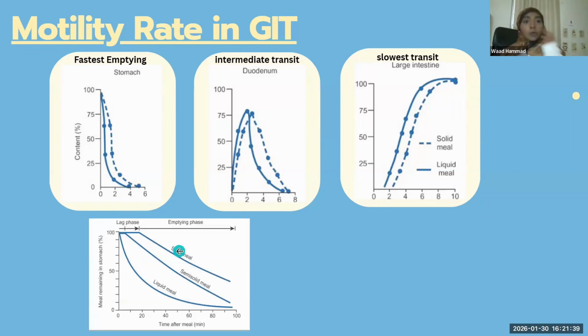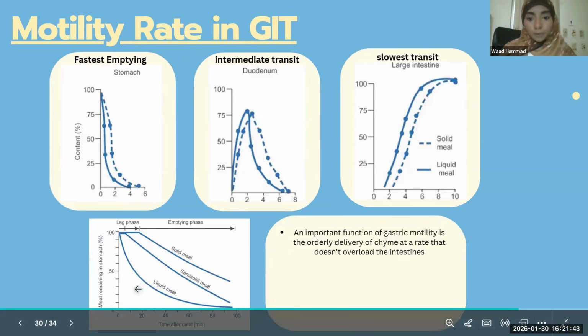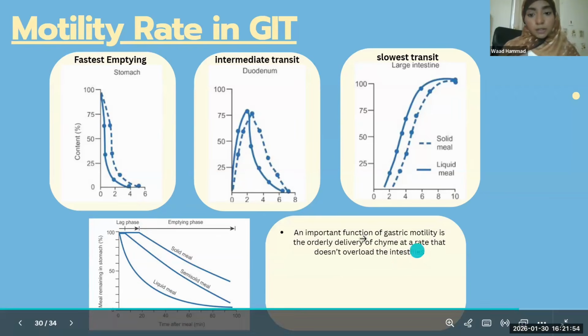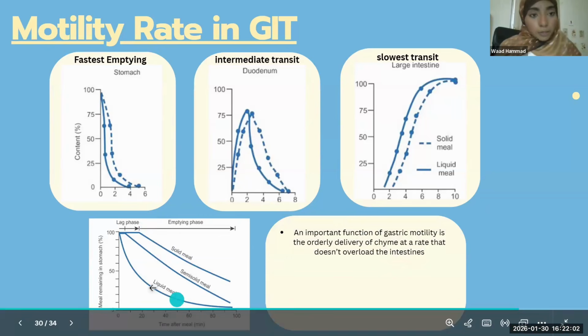And this is again what I talked about, the solid and liquid phases of the stomach. It's important that our stomach doesn't give so much solid meals to our duodenum so that it doesn't overload the intestines, okay? So our stomach controls its motility so that it can control how much of the food goes into our duodenum. But for liquid, it's just liquid.